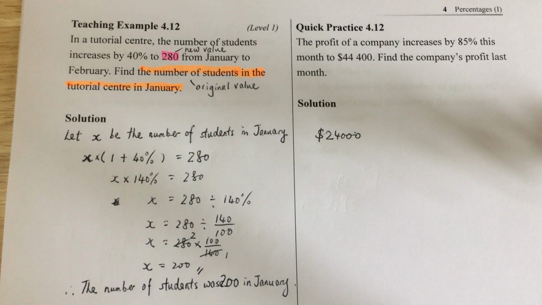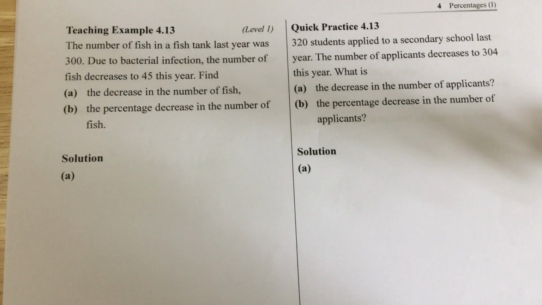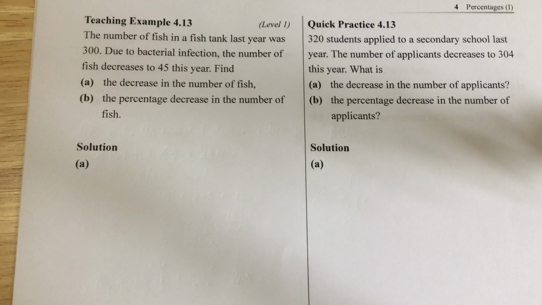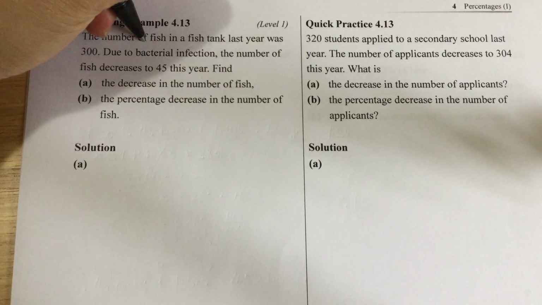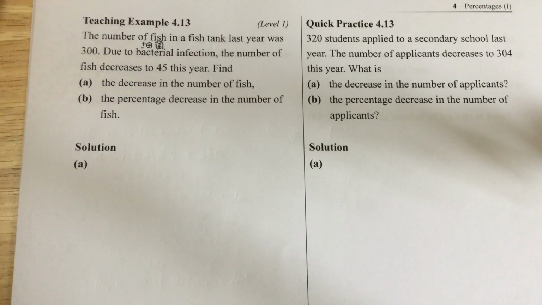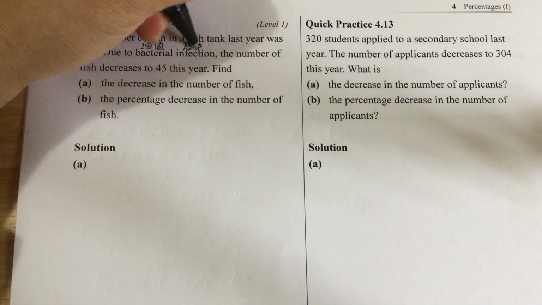Now we will go to teaching example 4.13. The number of fish in a fish tank last year was 300. Due to bacterial infections, in case you are not required to know it, but in Chinese this is called 細菌感染. Bacterial is just an adjective, 細菌, and infection in Chinese is called 感染.